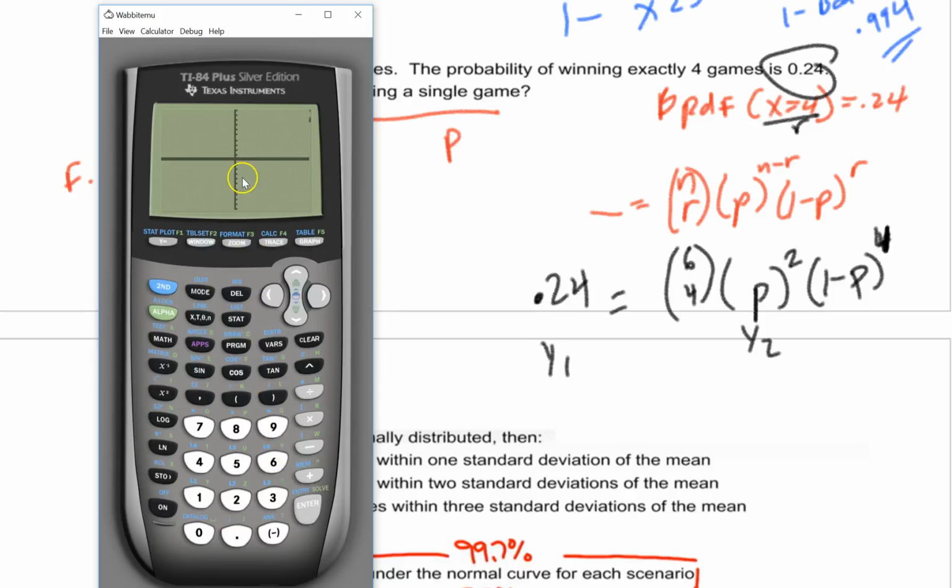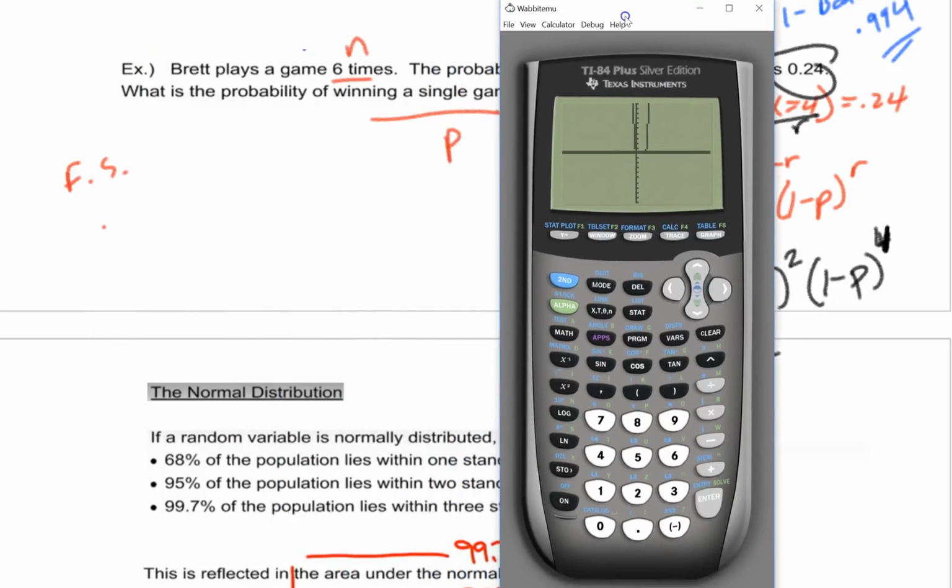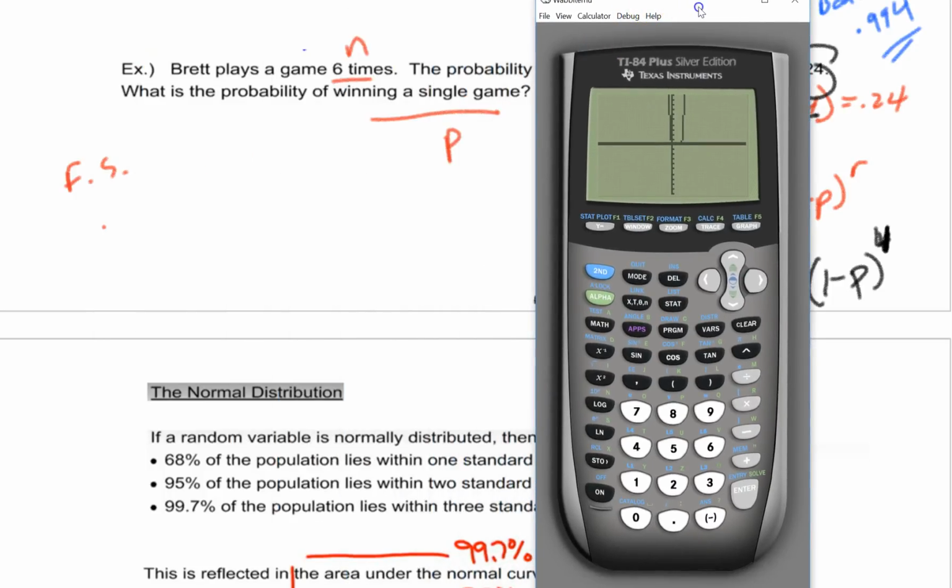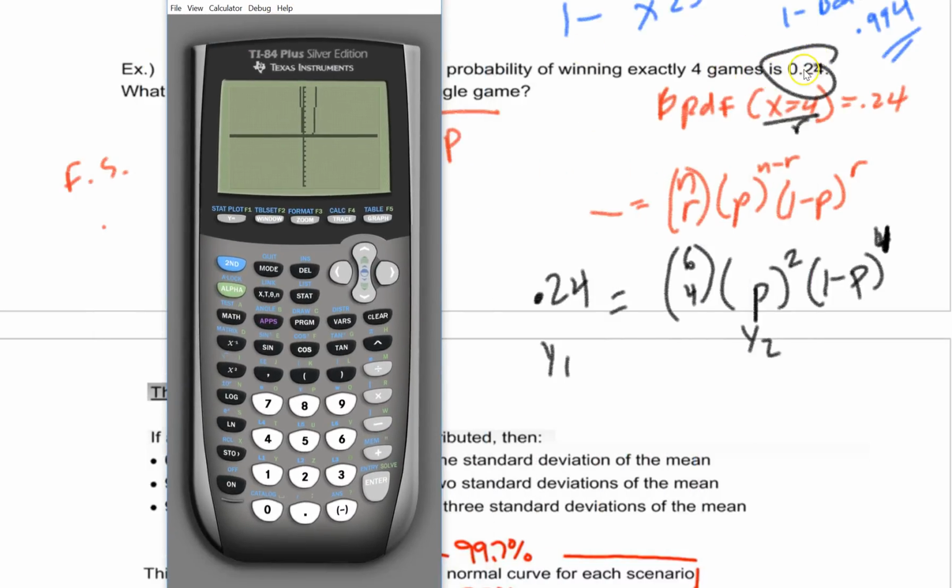So I get that, and I get that. And if I notice, I still can't see anything. So you have 2 options. You could go zoom fit, or you could try to use some logic and go, wait, my other one's 0.24. So let's change my window. Okay, so here's our window, right?